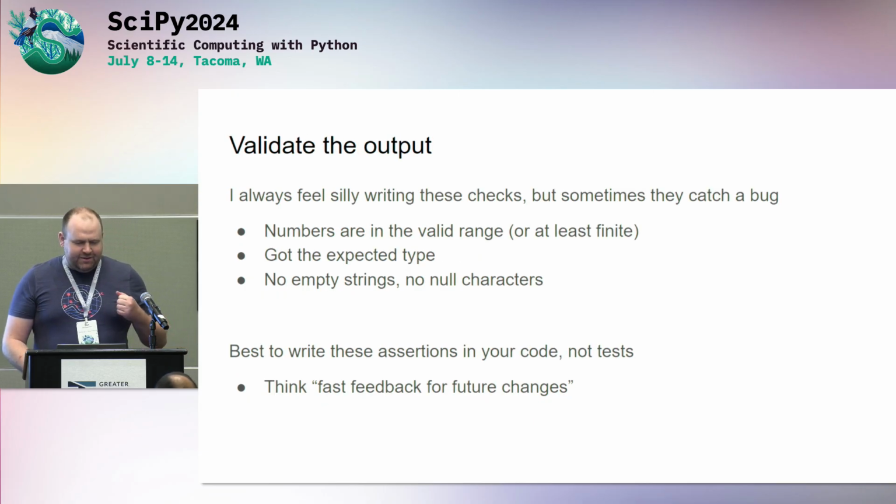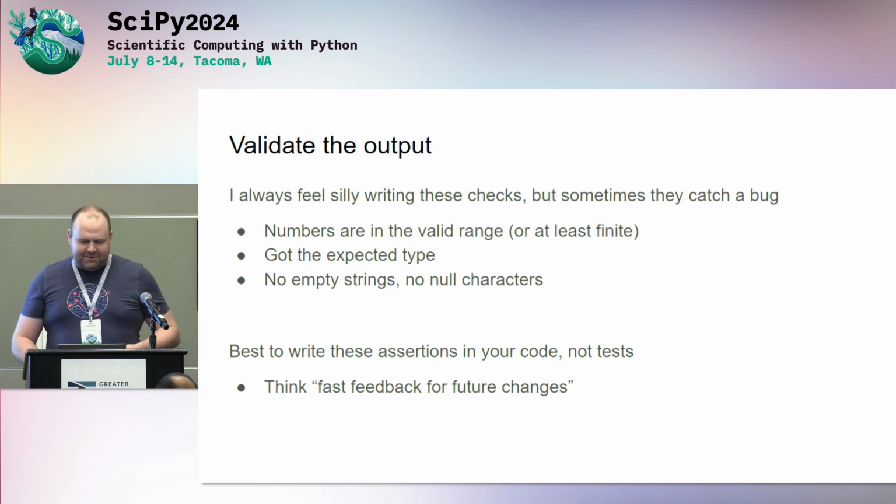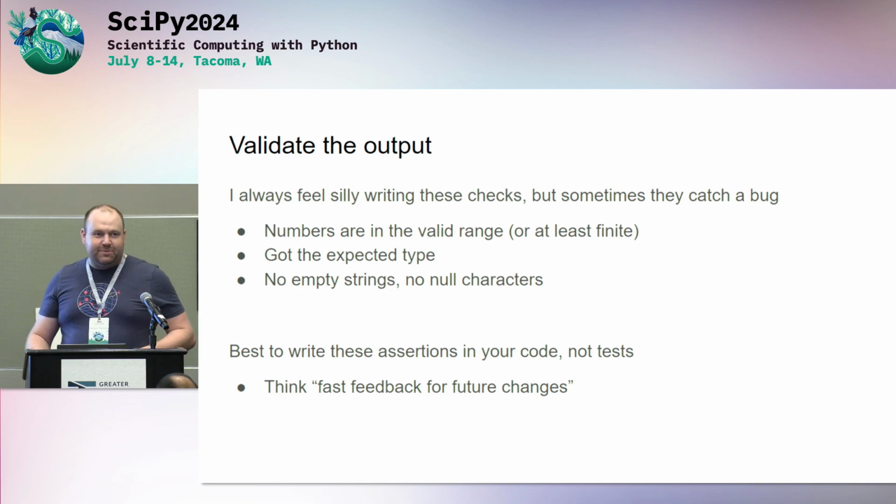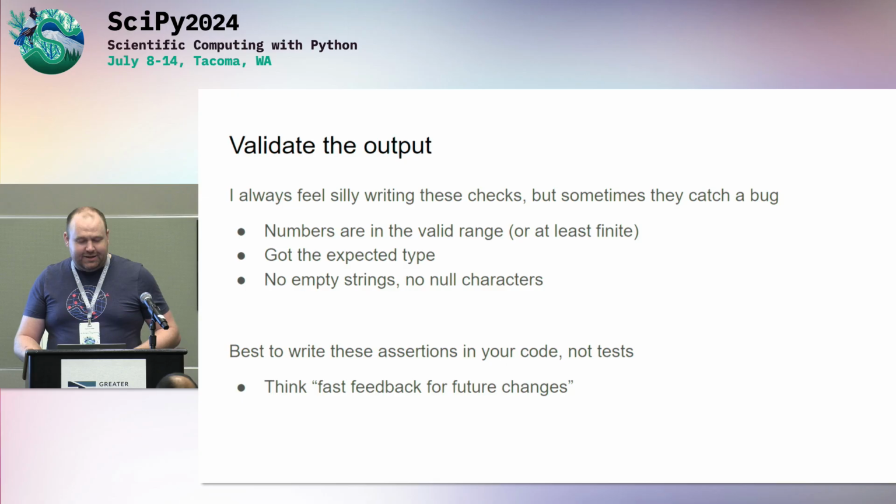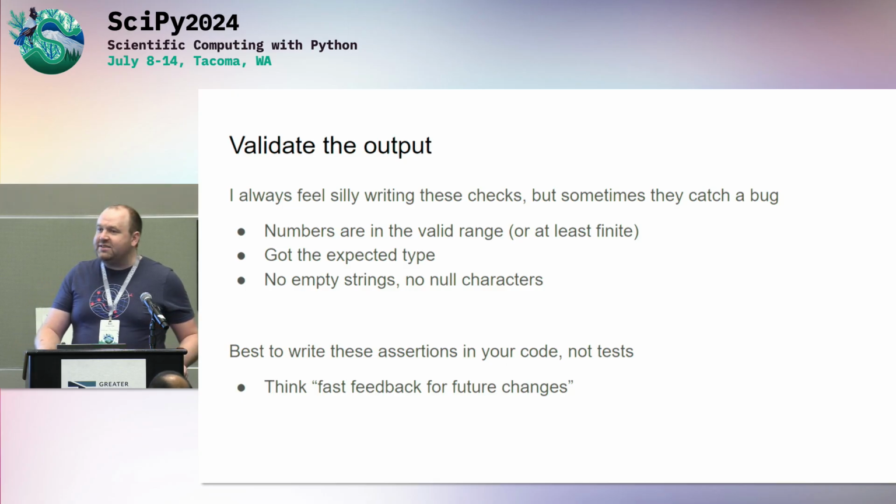Just validating the output always feels really silly to me. Probabilities should be between 0 and 1. The type should be an integer or a float or an array or whatever it is. The thing should not be empty.